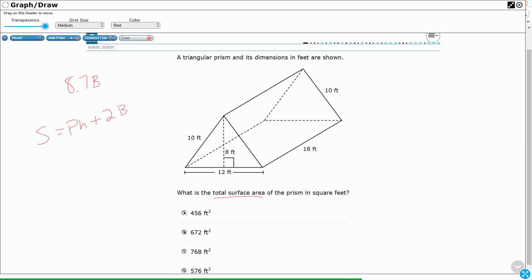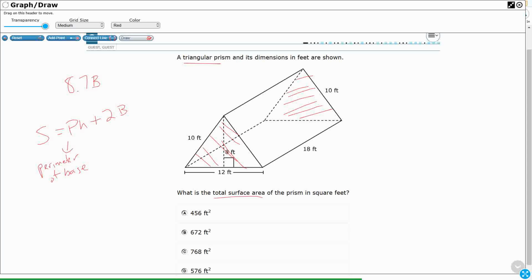This P is the perimeter of the base. So we need to know exactly what that means, not the perimeter of the whole shape, the perimeter of the base. And even before we do that, we need to identify the base. This is a triangular prism, right? So we're going to identify these two triangles right here as my two bases, and the three rectangles that are connecting those two. That's what's stretching it out. That's like the lateral surface area.